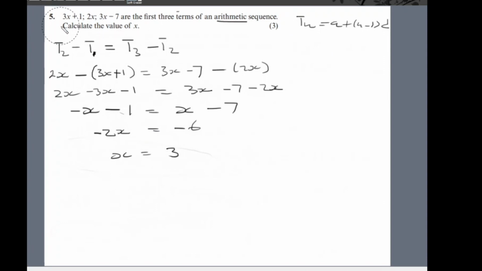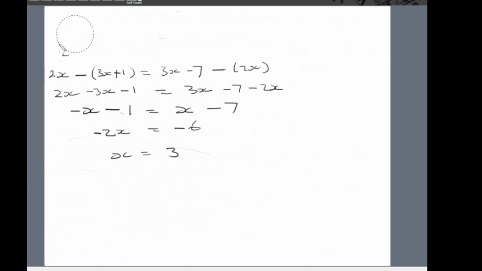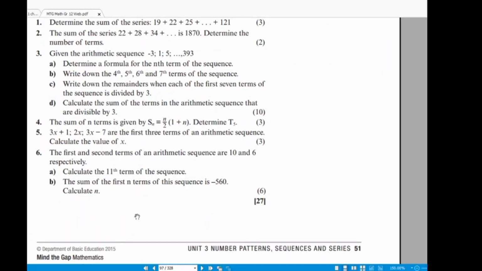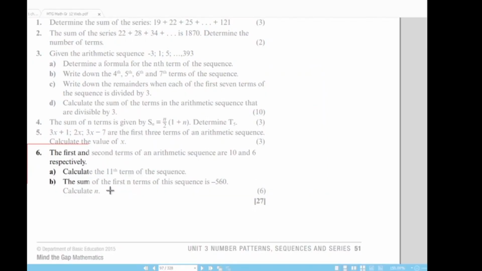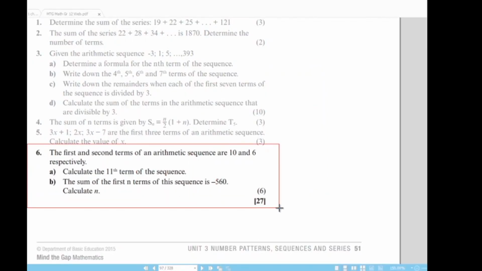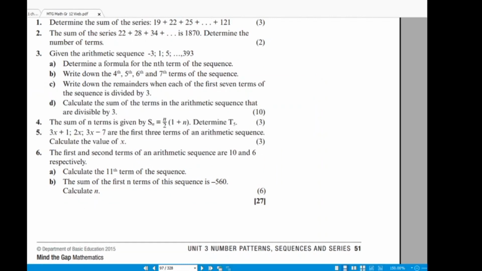Now to our last question, question 6. Okay. Question 6.